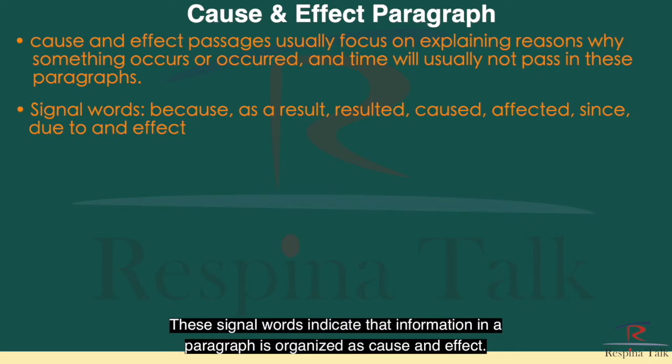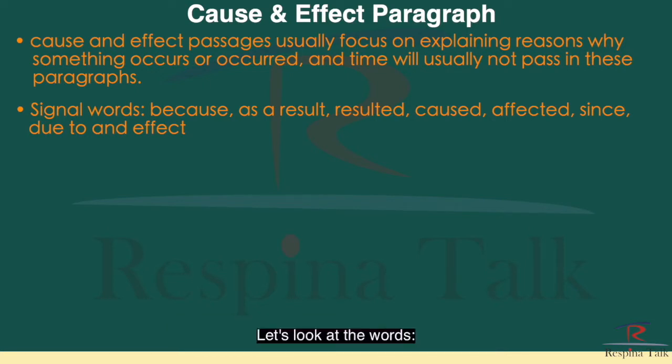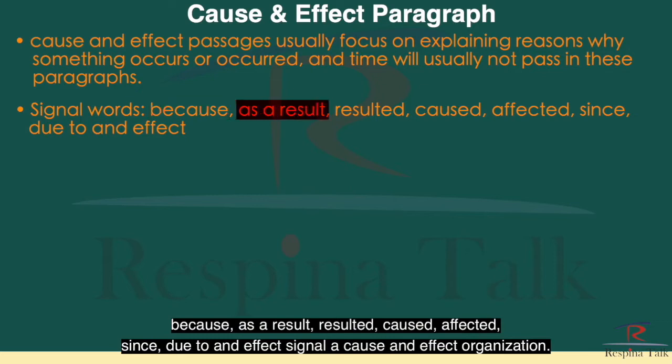These signal words indicate that information in a paragraph is organized as cause and effect. Let's look at the words. Because, as a result, resulted, caused, affected, since, due to, and effect signal a cause and effect organization.